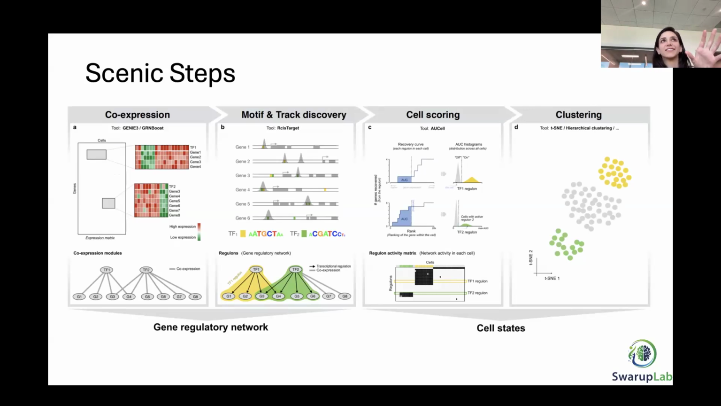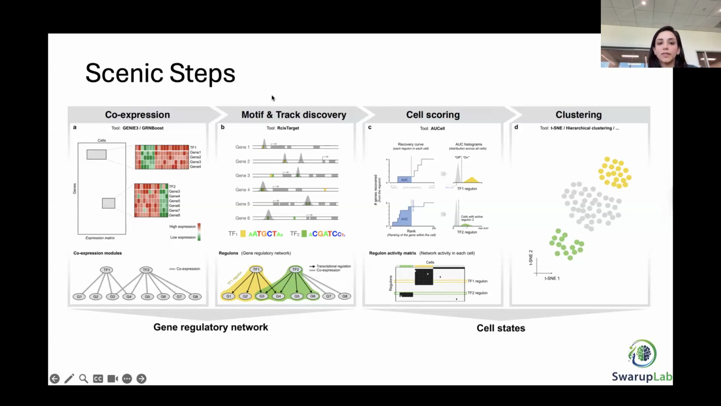I tried to make it as concise as possible, but I think it's still useful to understand the steps behind it. So panel A shows that in the first step, SCENIC takes the gene expression matrix and builds co-expression modules based on just the gene expression. It uses either GENIE3 or gradient boosting, which are two ensemble modeling methods, to predict these TF-TG interactions.